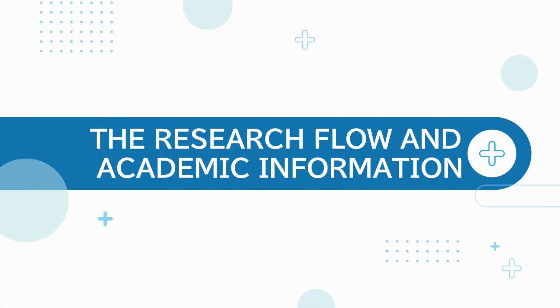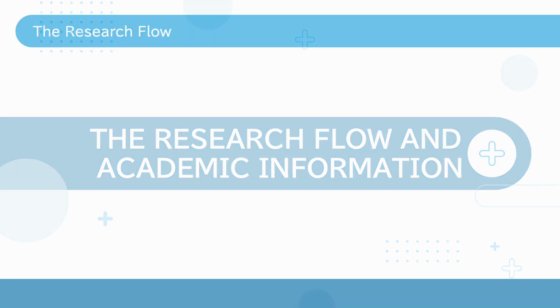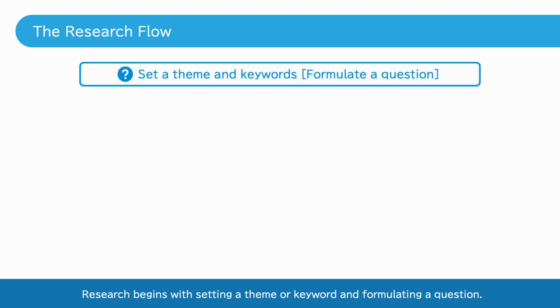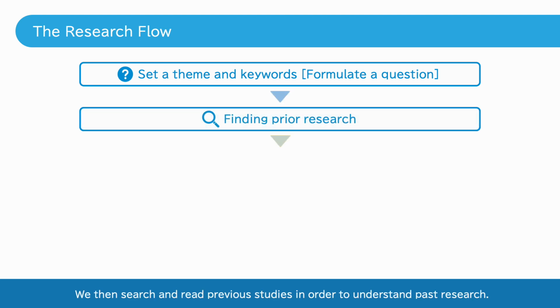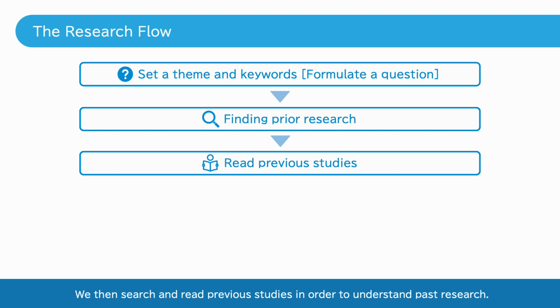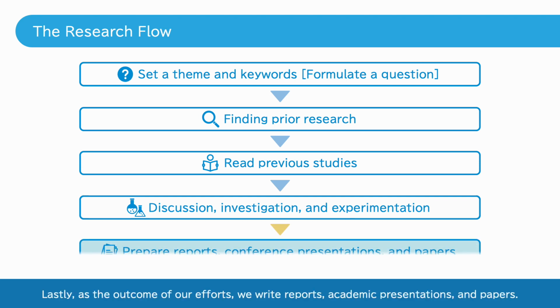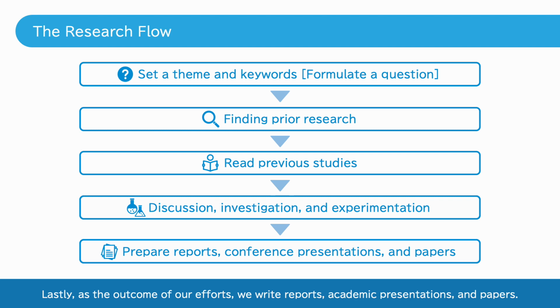First, let's take a look at the research process and academic information. Research begins with setting a theme or keyword and formulating a question. We then search and read previous studies in order to understand past research. Thereafter, we move on to consider, investigate, and experiment. Lastly, as the outcome of our efforts, we write reports, academic presentations, and papers.